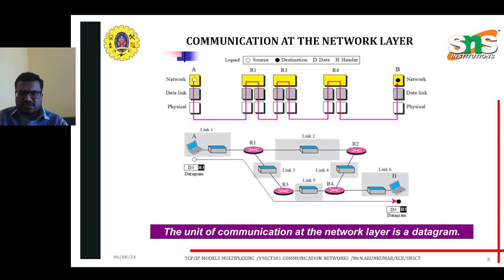Next one is communication at the network layer. The communication is done in the network layer by the datagram model. The datagram is a combination of frames and bits. It forwards the data the same as the previous layers, so the same information is passed. The only difference in the network layer is the datagram model, which combines both the bits and frames.